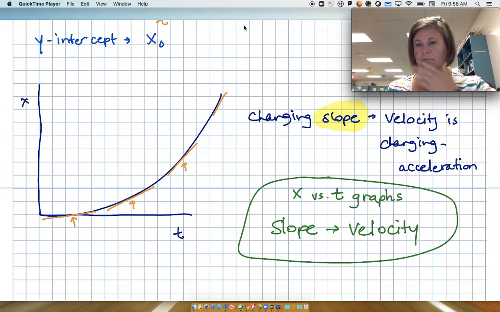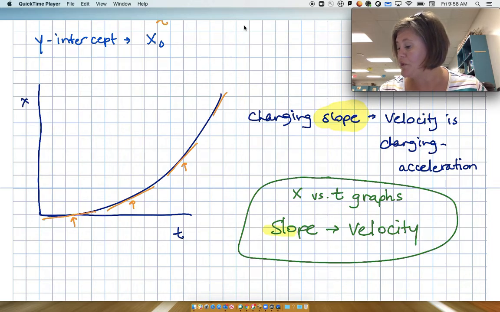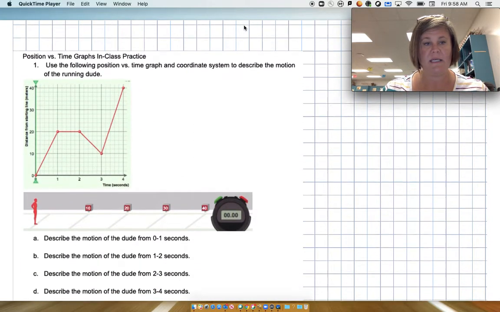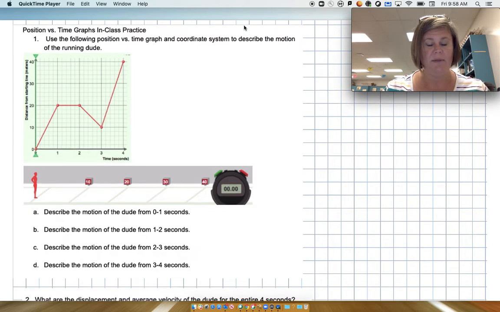Okay? So, a couple things. Remember, this one right here, huge. The slope represents the velocity when we're dealing with a position versus time graph. So let's just look at an example, okay? Kind of work through this really quickly.